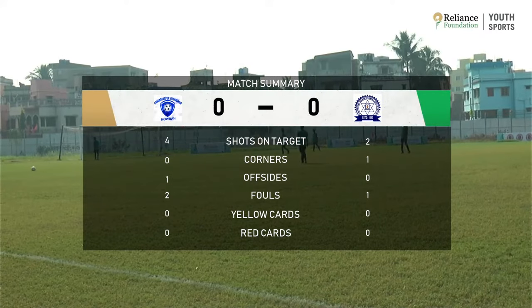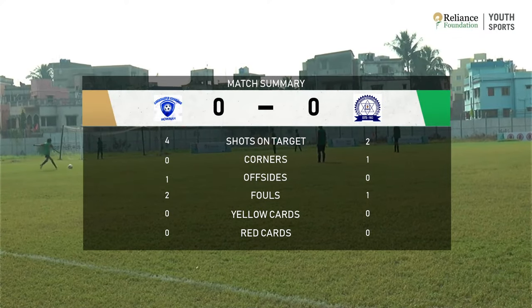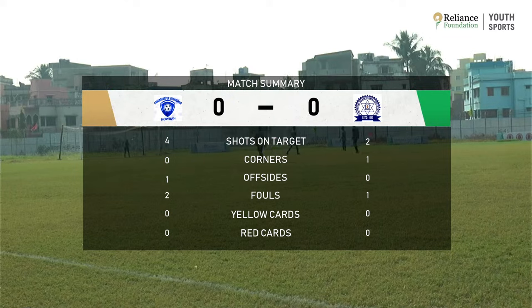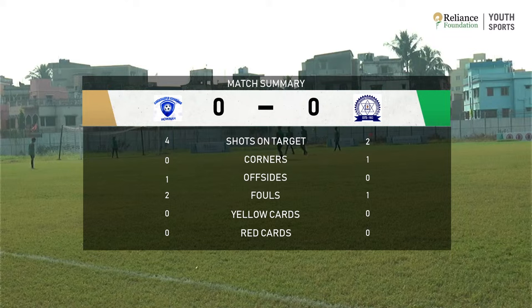Here is the match summary: 4 shots on target for Gangadharpur, while 2 on target for Kalyangar, 0 corners for Gangadharpur, 1 corner for Kalyangar, 1 offside for Gangadharpur, none for Kalyangar, 2 fouls attempted by Gangadharpur, and one foul attempted by Kalyangar. No bookings in the game so far, neither yellow cards nor red cards. Stay tuned for the second half of action. We will be back shortly.